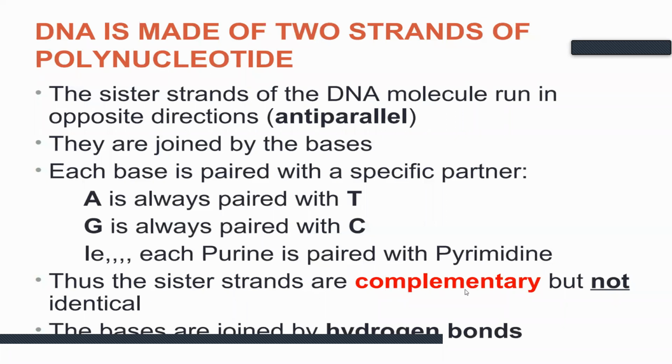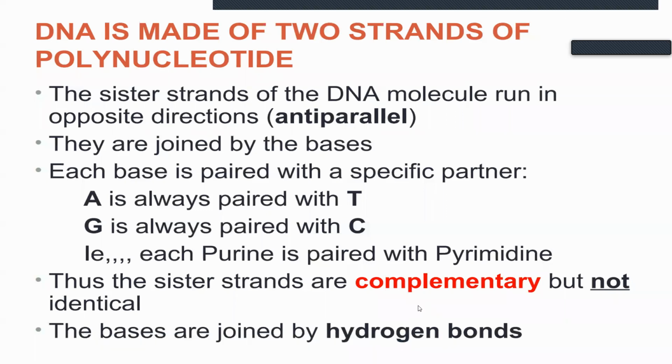The sister strands are complementary but not identical. What does this mean? If we look at one strand, we will be able to tell the other strand. Why? Because wherever there is A, there will be T opposite it, and in place of G there will be C, right? So we can tell what the opposite strand is, but it will not be identical. So they are called complementary. And these bases are joined by hydrogen bonds. We've already mentioned they are joined by hydrogen bonds.